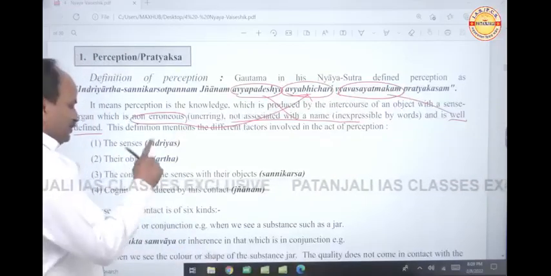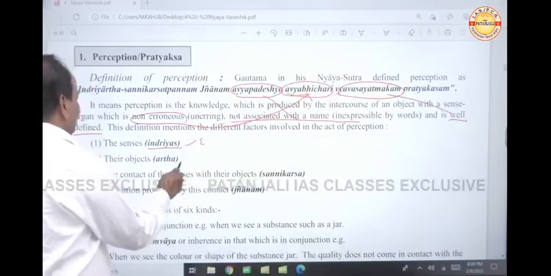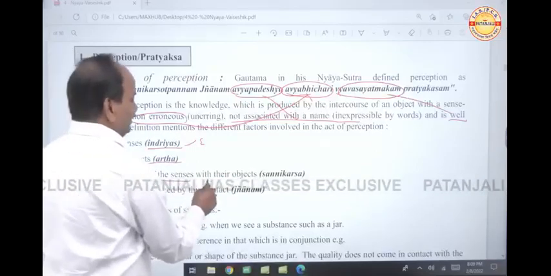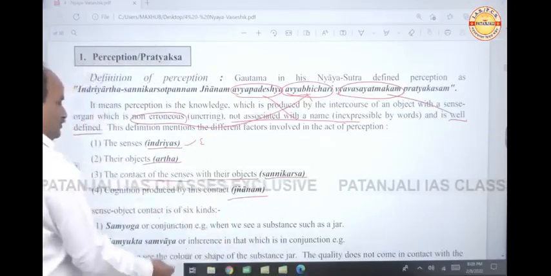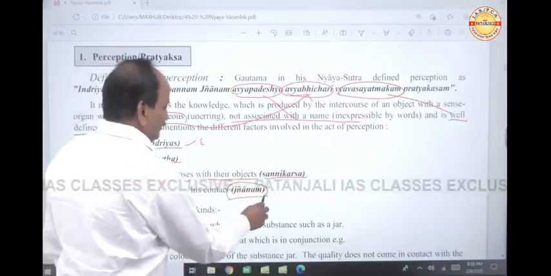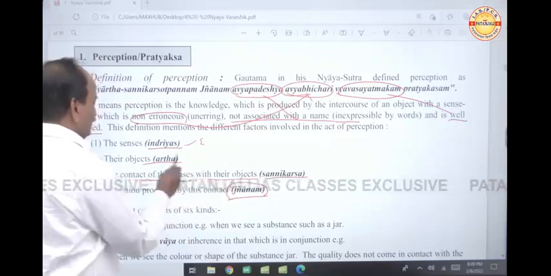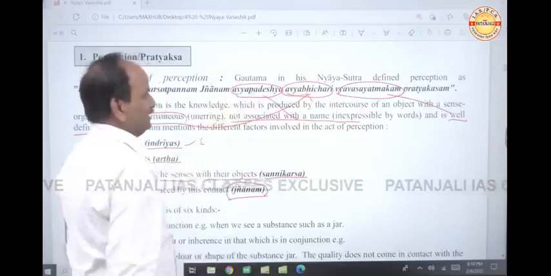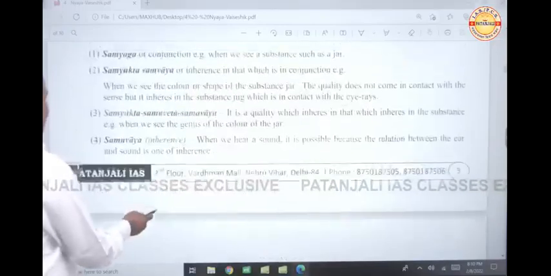Now you can explain that one. Yes, indriya means six sense organs, arth means object, sannikarsh means contact, the contact of senses with their objects. Jnana means knowledge, cognition produced by this contact. Perception is a kind of jnana which is originated due to the contact of the sense with their object, which is well defined, not associated with a name, and non-erroneous. Must be. Is it clear?